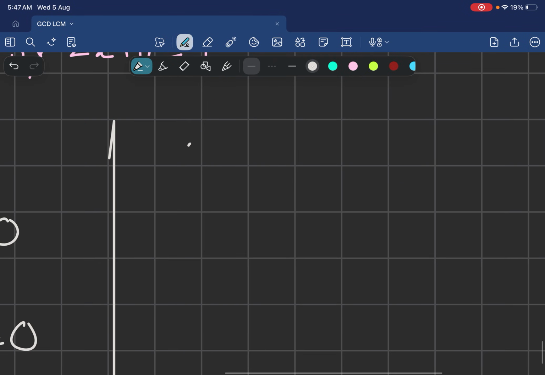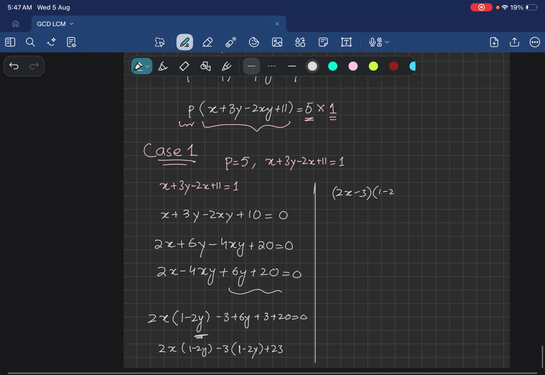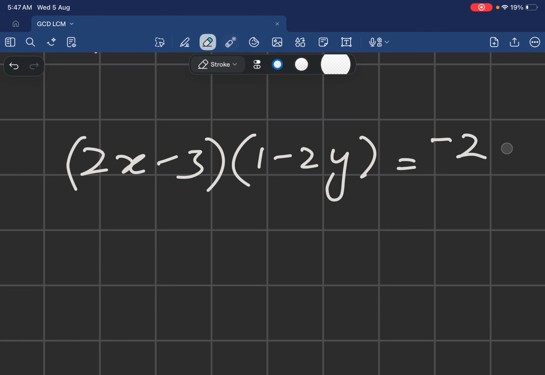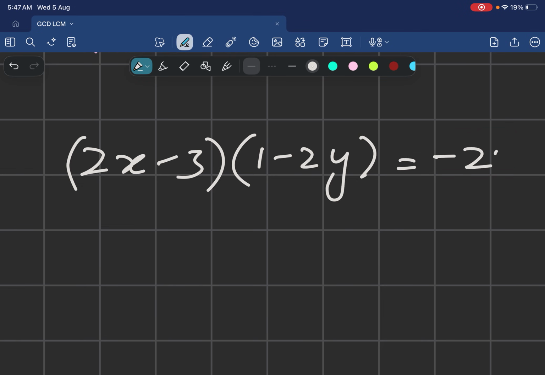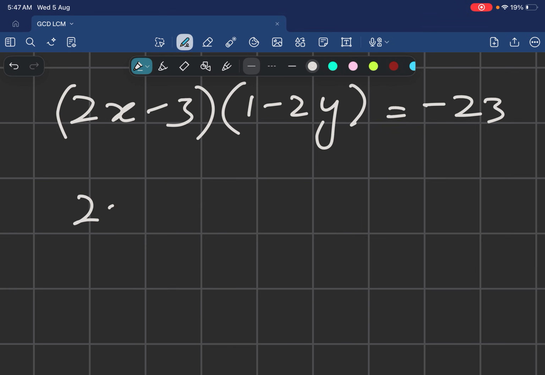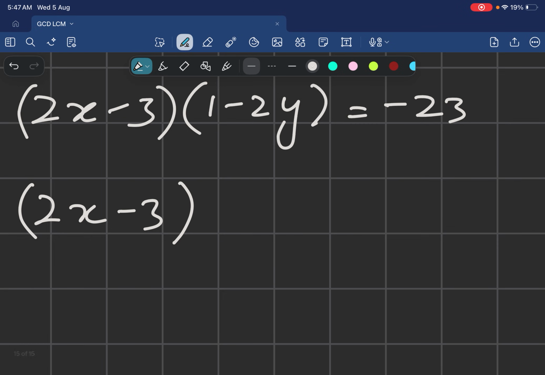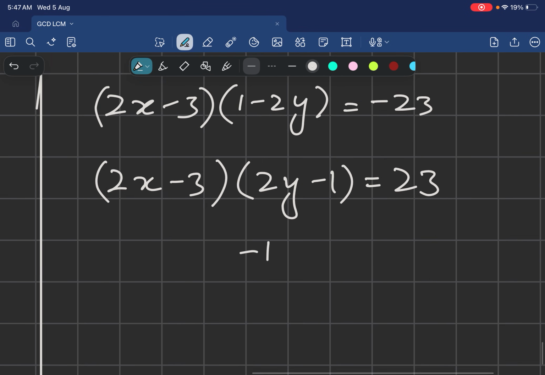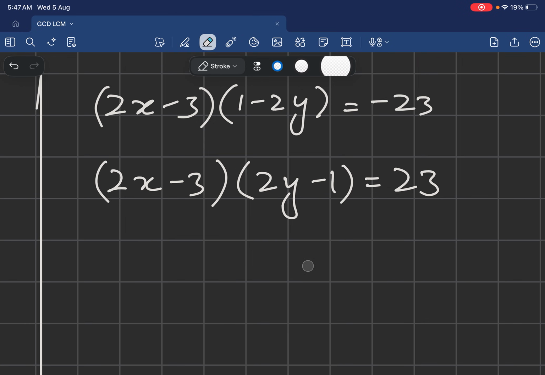See, so you got it correct. Now 2x minus 3 and 1 minus 2y. 2x minus 3 times 1 minus 2y is equal to minus 23. So let's take minus 1 common, like remove this minus, so multiply here, you get 2y minus 1. We just change the order of this, and then we will get 23, right? Because if you take minus 1 common, you will get minus 1 plus 2y, which is same as 2y minus 1, right?